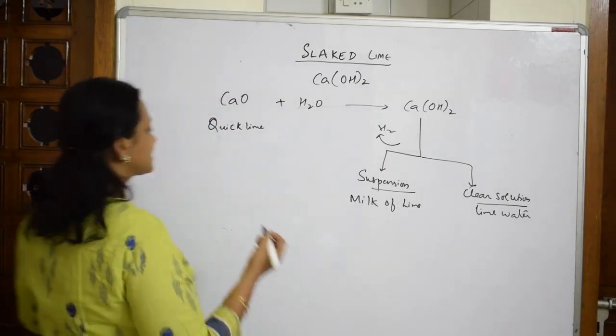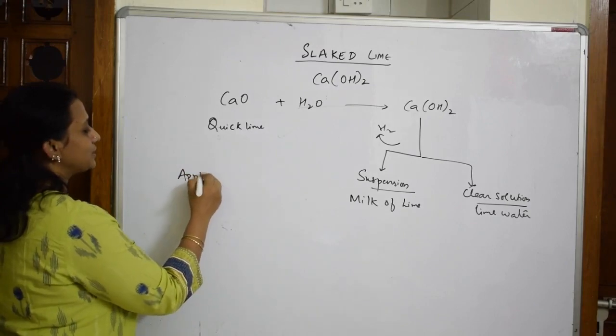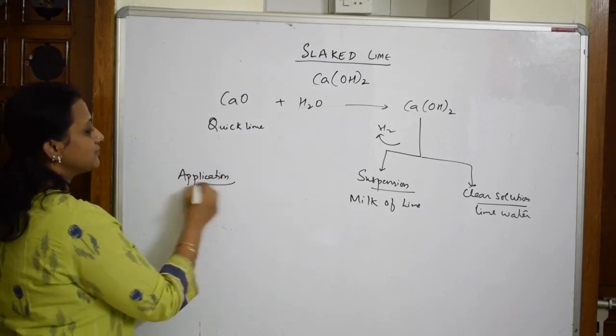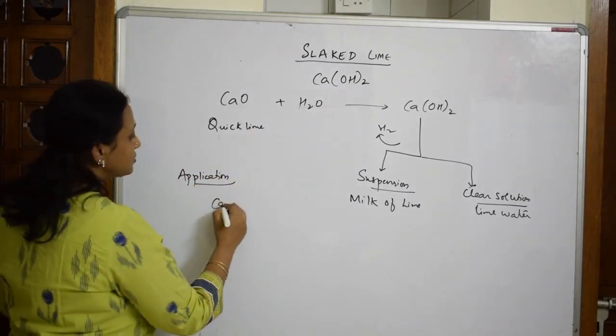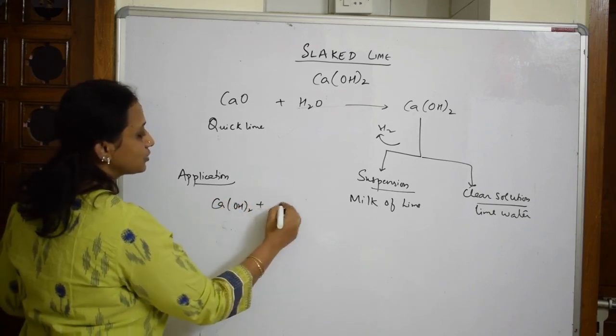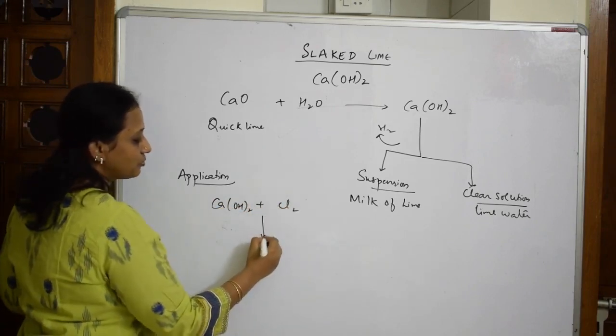So we were going to take that slaked lime. Let us see the application part of that. If in the reaction they give you, remember, it's calcium hydroxide, it's going to combine with chlorine and it's going to form 3 products.